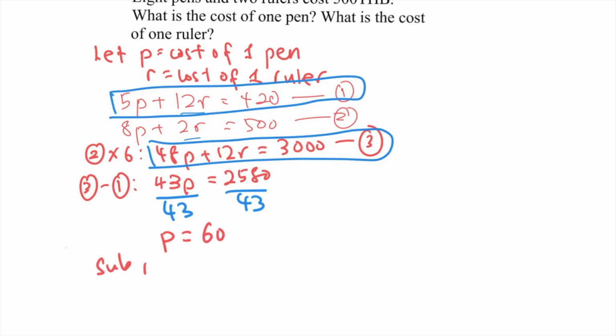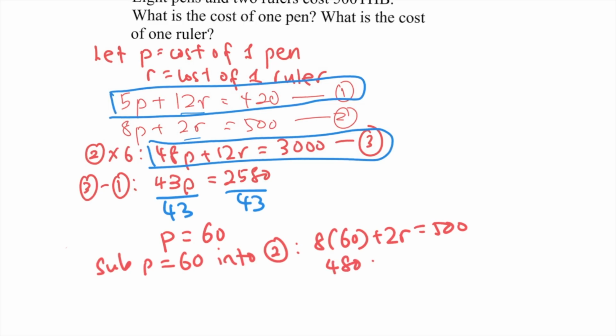And we will substitute P equals 60 into the first or second equation. I will pick the second one because the numbers are smaller. So 8 times 60 plus 2R is equal to 500. So 8 times 60 is 480 plus 2R is equal to 500. And you subtract 480 from both sides. And 2R is equal to 20, and divide both sides by 2. R is equal to 10.